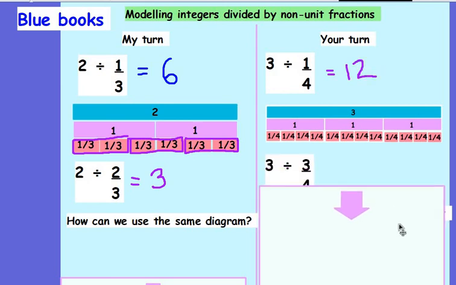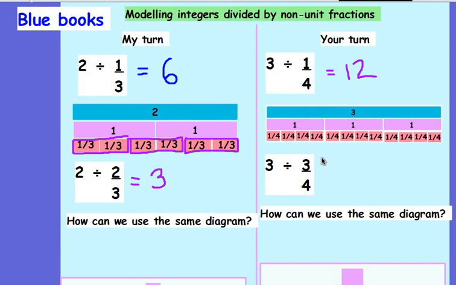Now Year 7, can you use the same model to work out 3 divided by 3 quarters? Please pause the video and have a go at that now.